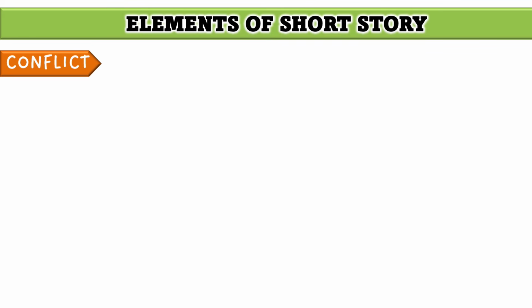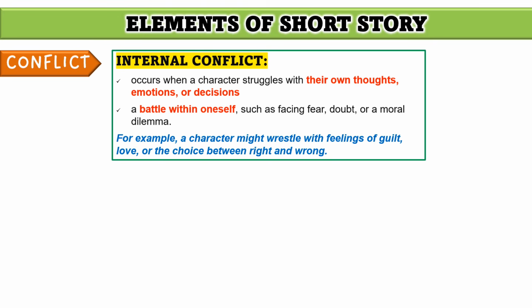Classifications of conflict. Conflict is classified into two. The first one is internal conflict. It occurs when a character struggles with their own thoughts, emotions, or decisions. It's a battle within oneself, such as facing fear, doubt, or a moral dilemma. For example, a character might wrestle with feelings of guilt, love, or the choice between right and wrong. An example of this conflict is character versus self.